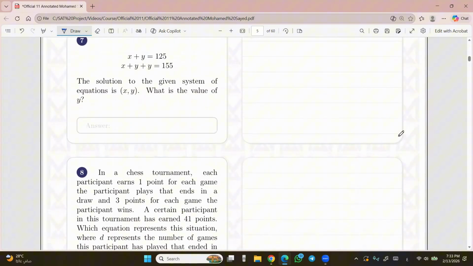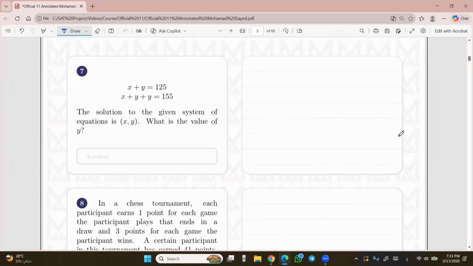Question 7, we have a system of 2 equations here, and the solution to the given system of equations is x and y. What is the value of y? In this kind of question, it's recommended to answer manually by using the elimination method, or subtraction, I mean. Let's try the first one because it's bigger in the values of y.